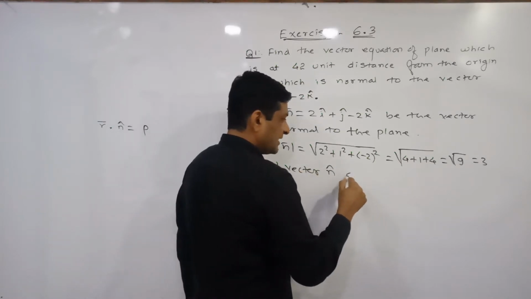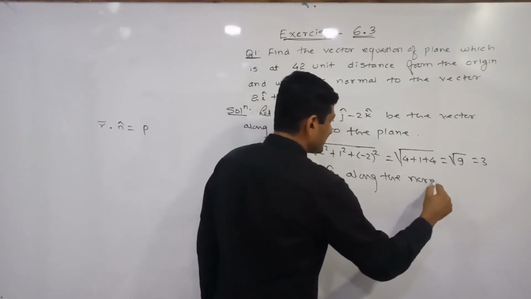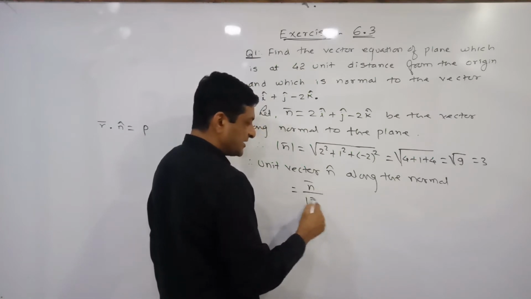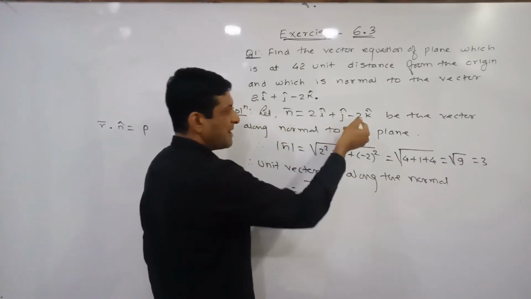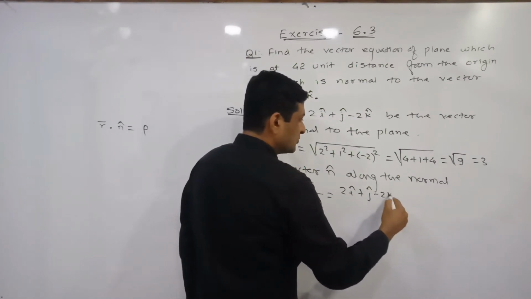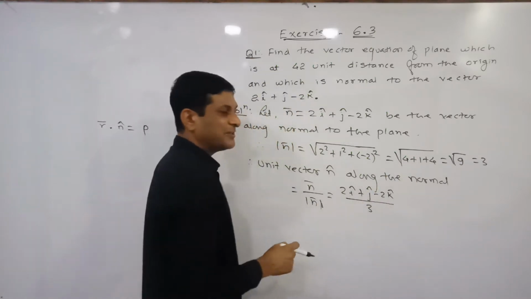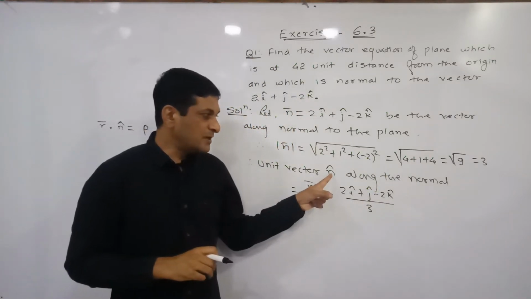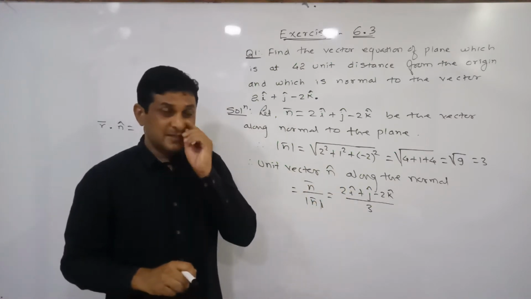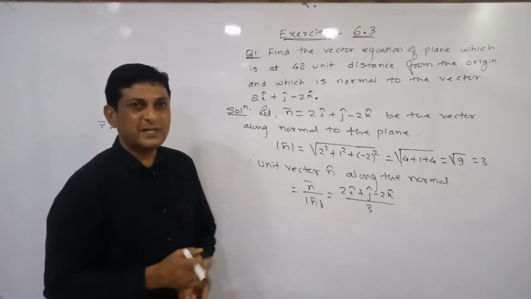So therefore the unit vector n cap along the normal is equal to, what is the formula? N bar divided by its magnitude. What is the value of n bar here? 2i cap plus j cap minus 2k cap divided by the magnitude of n bar. What is the magnitude of n bar? 3. In this way we have got the value of n cap, the unit vector along the normal to the plane. Once this value is known and the distance is already given, we find the required equation of the plane.